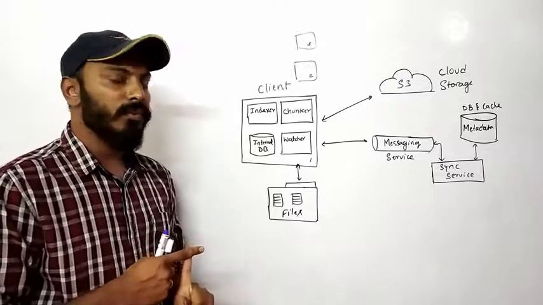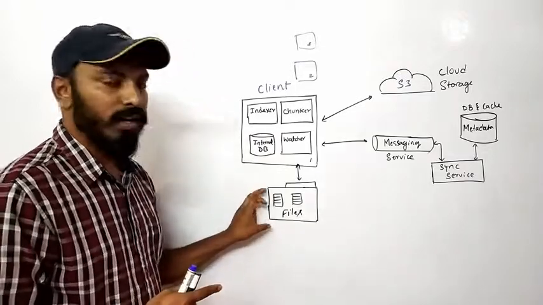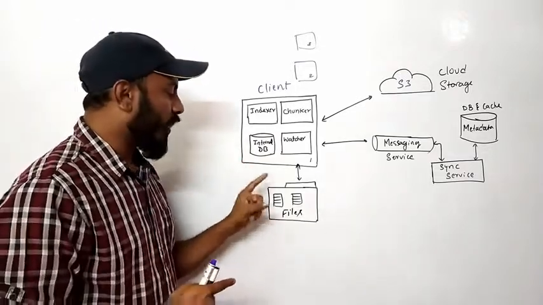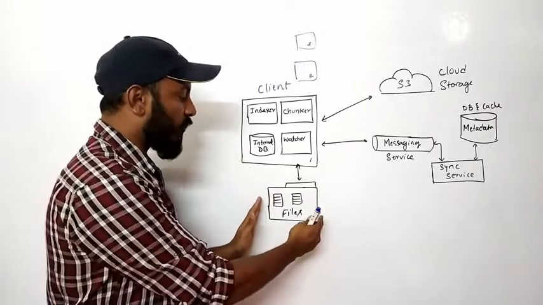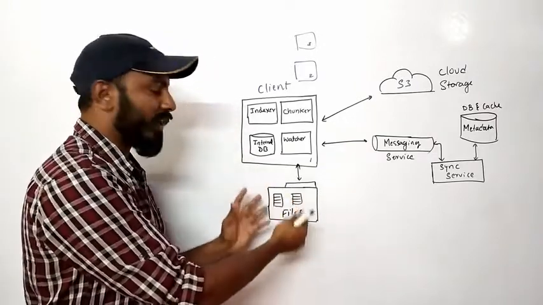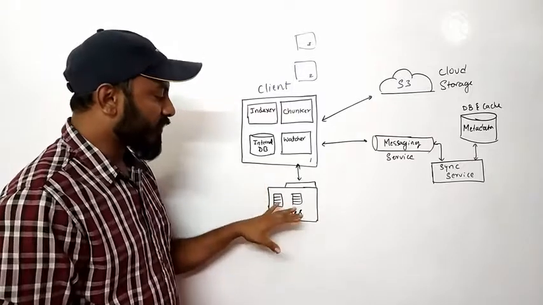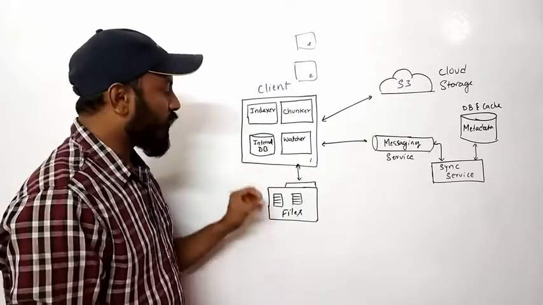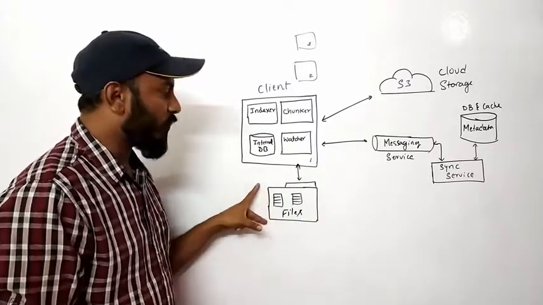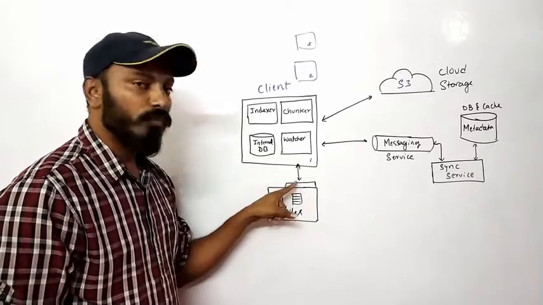The very first thing we want to learn is this is the folder. We have configured this client to keep monitoring this particular folder, or the files in the folder, for any changes. The very first time the folder will be empty, and we have configured the watcher to monitor this folder, right? So this watcher will be watching this particular folder.